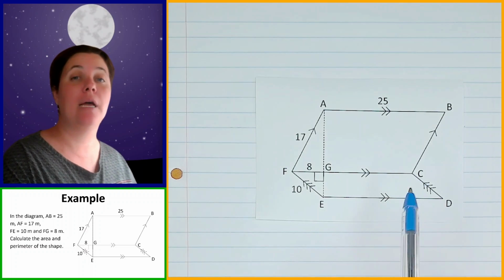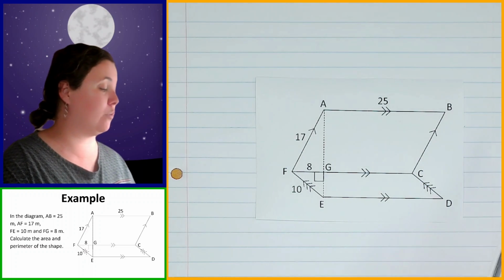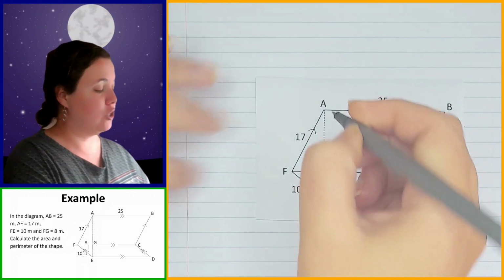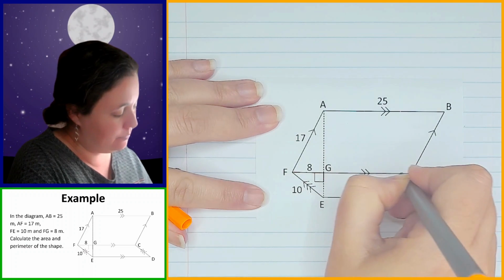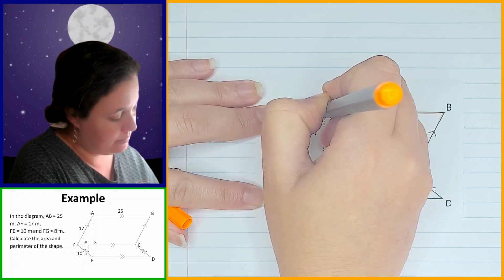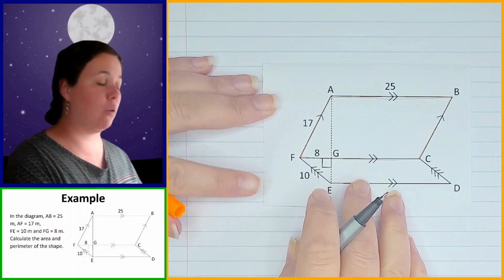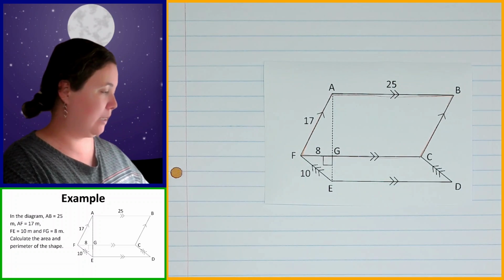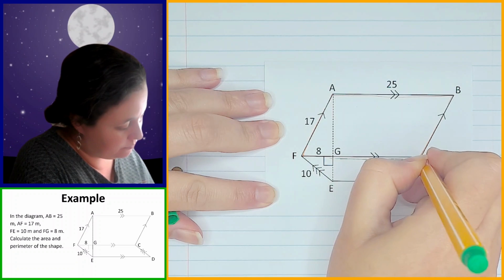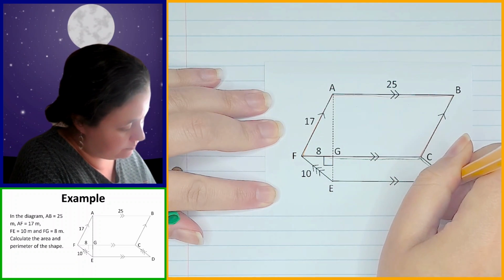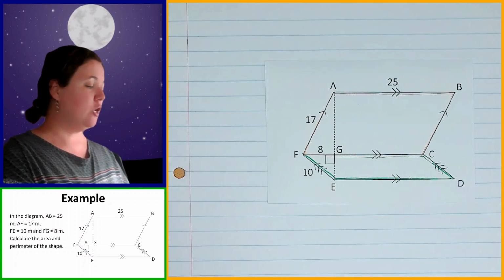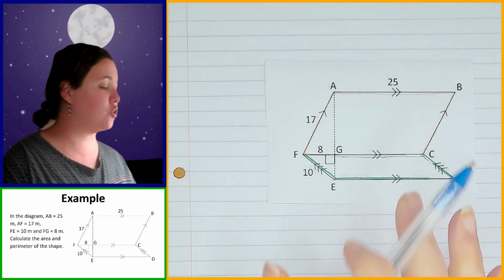Now, the first thing we have to do is we need to identify what types of quadrilaterals we're working with. So I'm going to be splitting this up into 2 shapes over here. So I've got this one over here, like that. That's my one shape. And my other one is this one over here, like that.